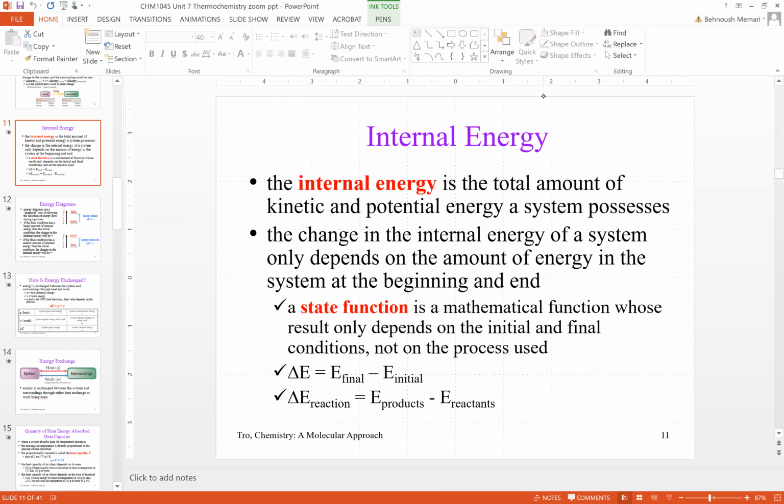So a state function is a mathematical function whose result only depends on the initial and final condition. So change in internal energy is also a state function. That means the change in energy does not depend on the route. It just says how much energy the system had at the beginning and how much energy the system has at the end.